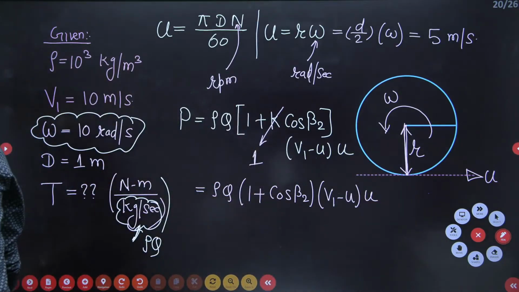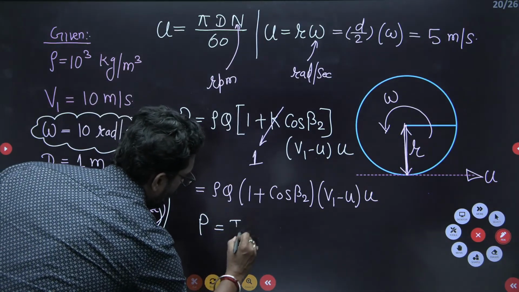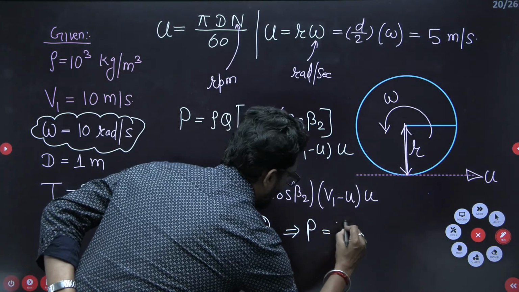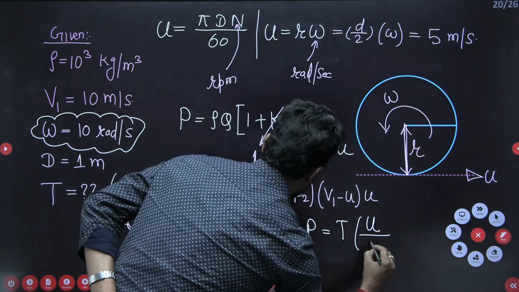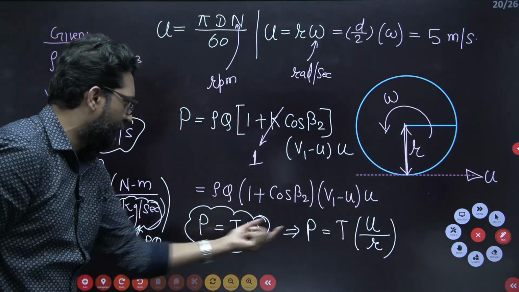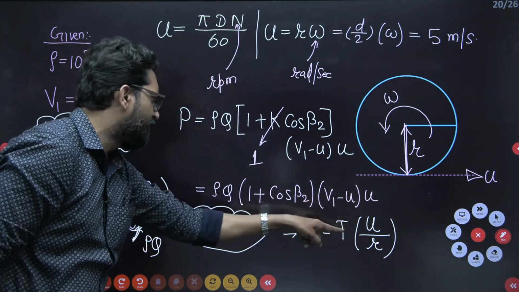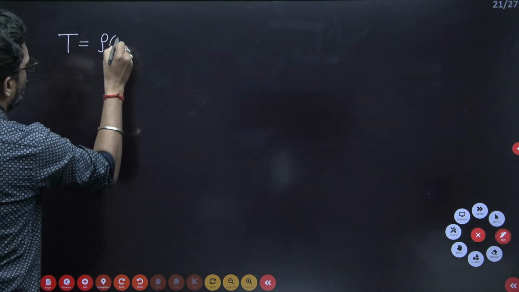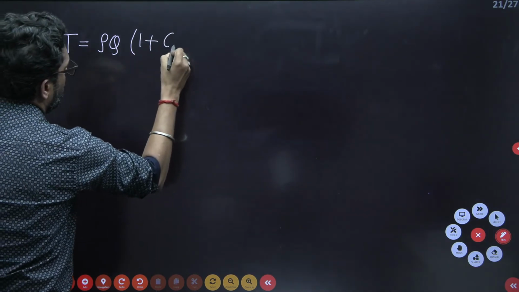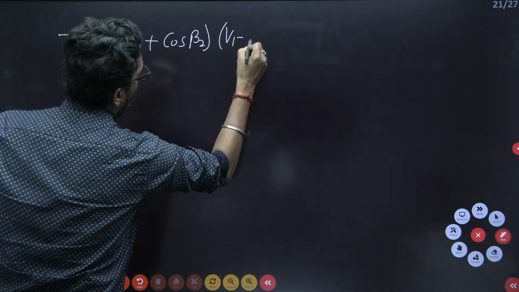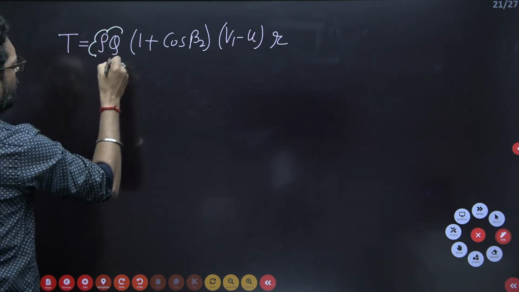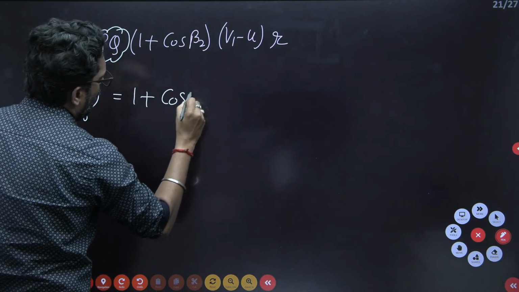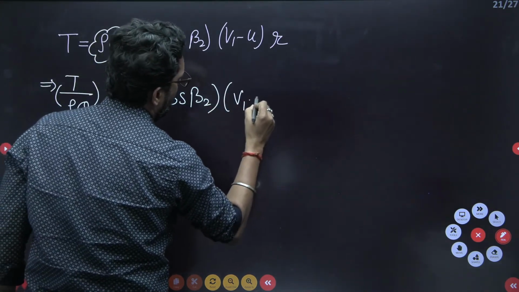Now we know that power is equal to torque into omega, so from here you can easily find the torque. P is equal to torque into omega, where omega is equal to U by R. The U cancels out, so it converts into the torque formula: torque is rho Q into (1 plus cos beta 2) into (V1 minus U) into R. This is the mass flow rate, so dividing the torque by rho into Q, as they are asking, gives (1 plus cos beta 2) into (V1 minus U) into R.